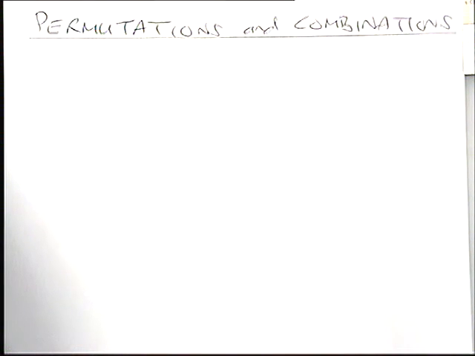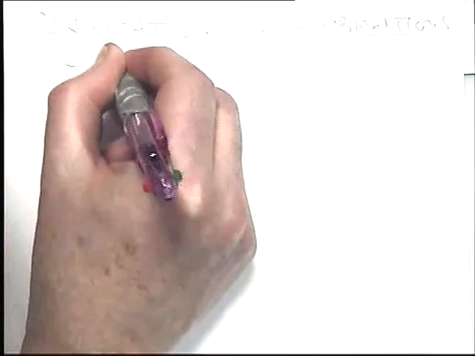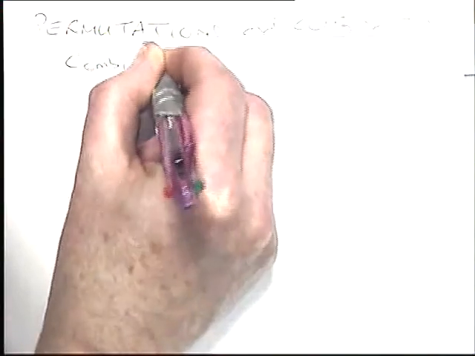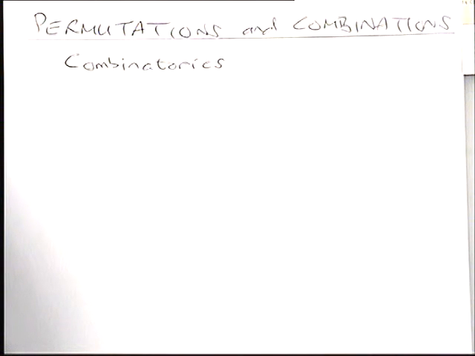So, permutations and combinations is a branch of maths, and I can't speak and write that word at the same time because I've really got to concentrate on the spelling, called combinatorics, which is about counting things. So, partway through the lesson we will get on to some of these other big words.